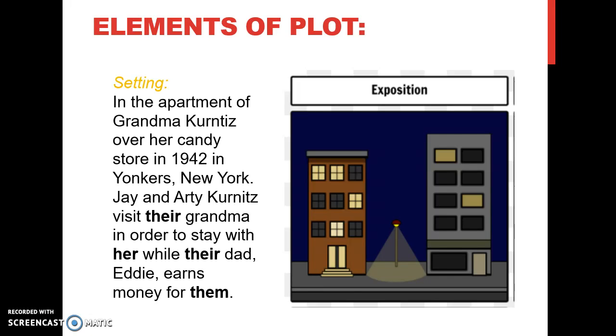Directions here. It says, stage directions. He lies down on the floor in front of the sofa.